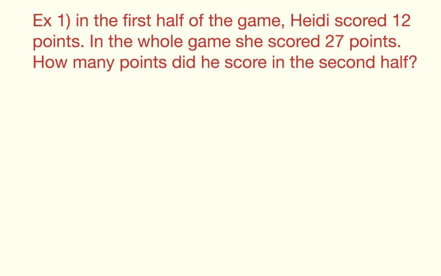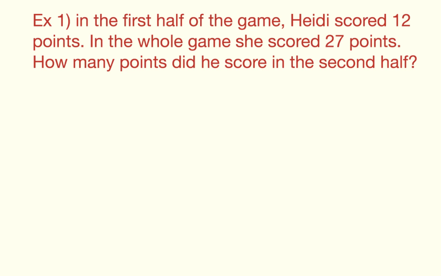Saxon Math, Course 3, Lesson 3, Addition and Subtraction Word Problems. In this lesson, we're going to be looking at word problems, breaking them down into sections, and solving them by keywords. Let's go ahead and take a look at example 1.